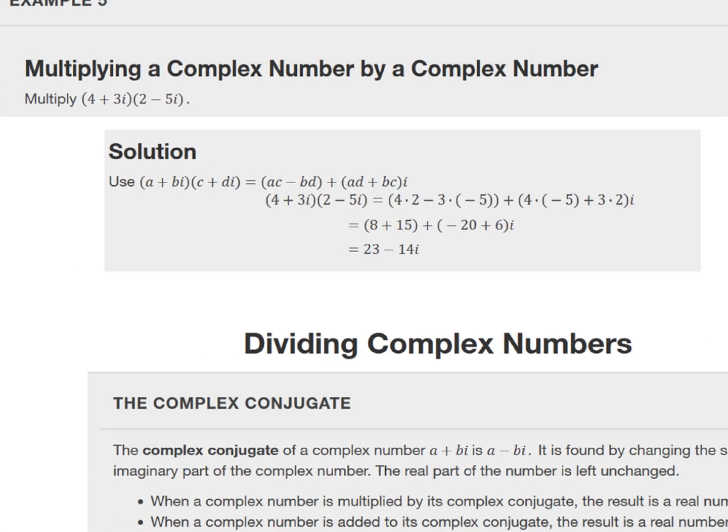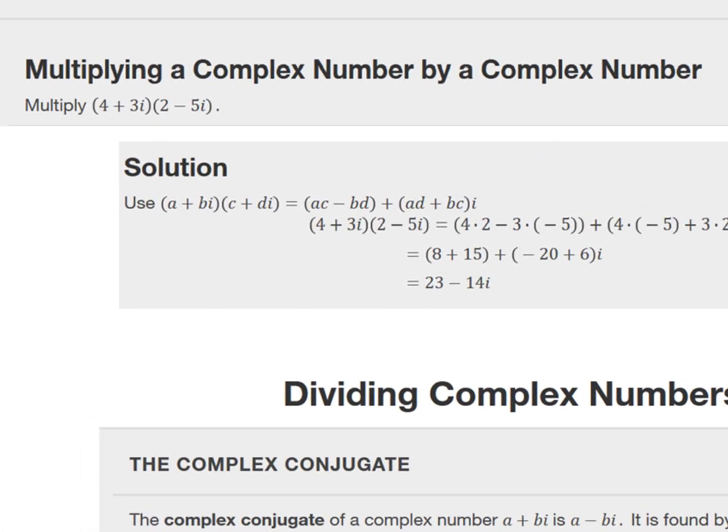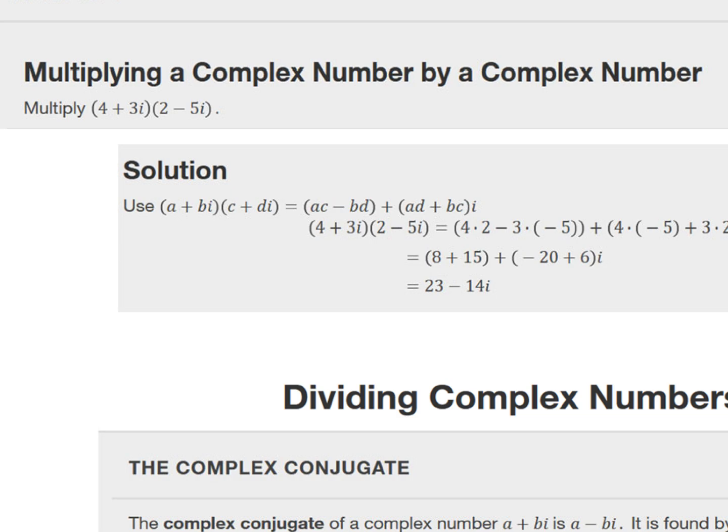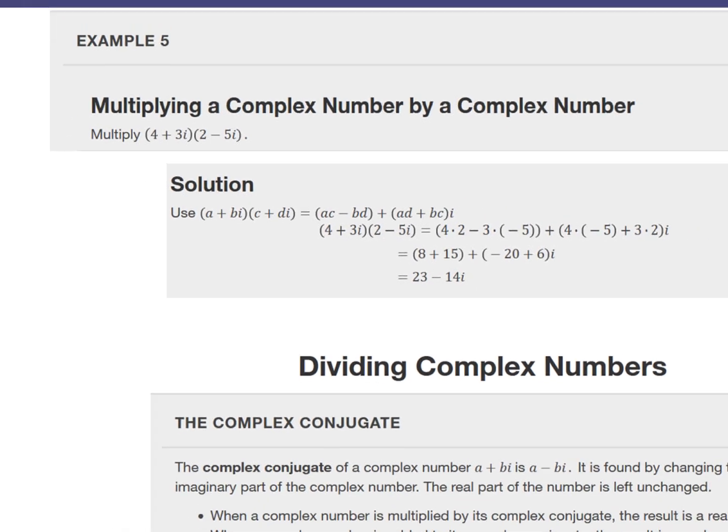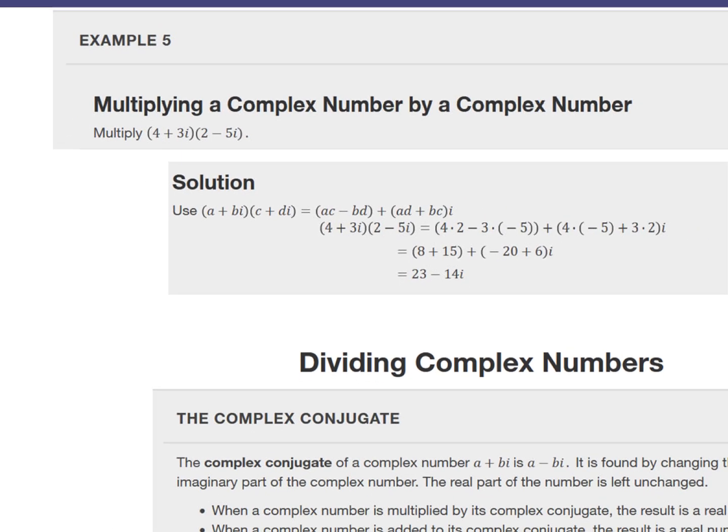Oh, no. Is that the one I just did? I hope that's the answer I just had. 23 minus 14 sounds familiar. I was just looking at this right here. Looks familiar.